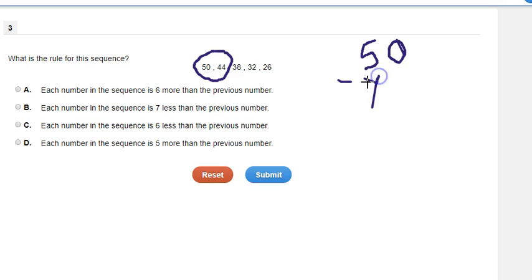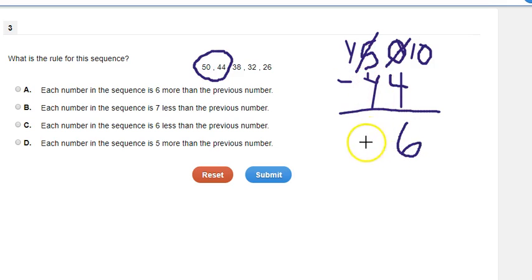Why is this not working? That's a 4. Okay, 50 minus 44. So 0 minus 4, you cannot do that. So we're going to borrow from the 5. It becomes a 4. Add it to the 0, it becomes a 10. Okay, now we can subtract. 10 minus 4 is 6, and 4 minus 4 is 0.